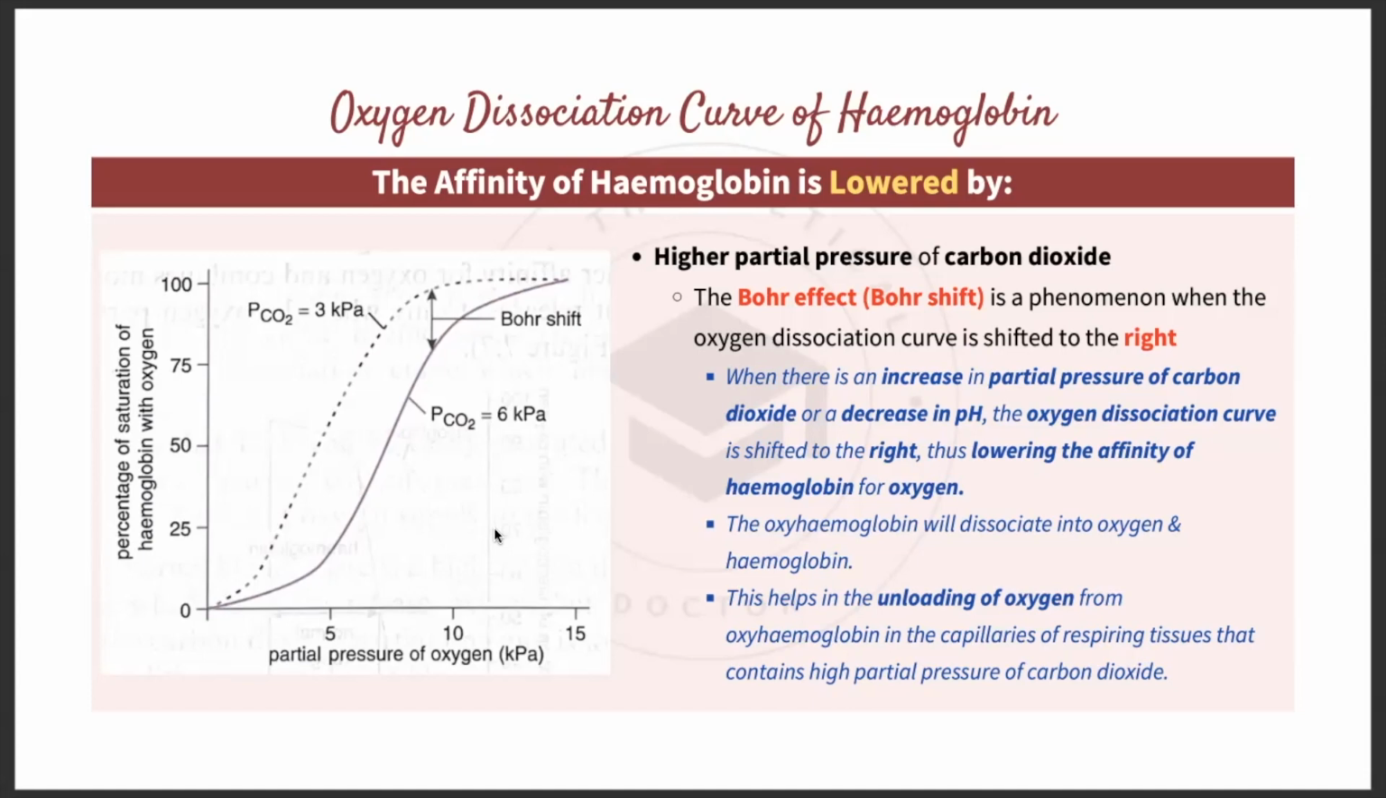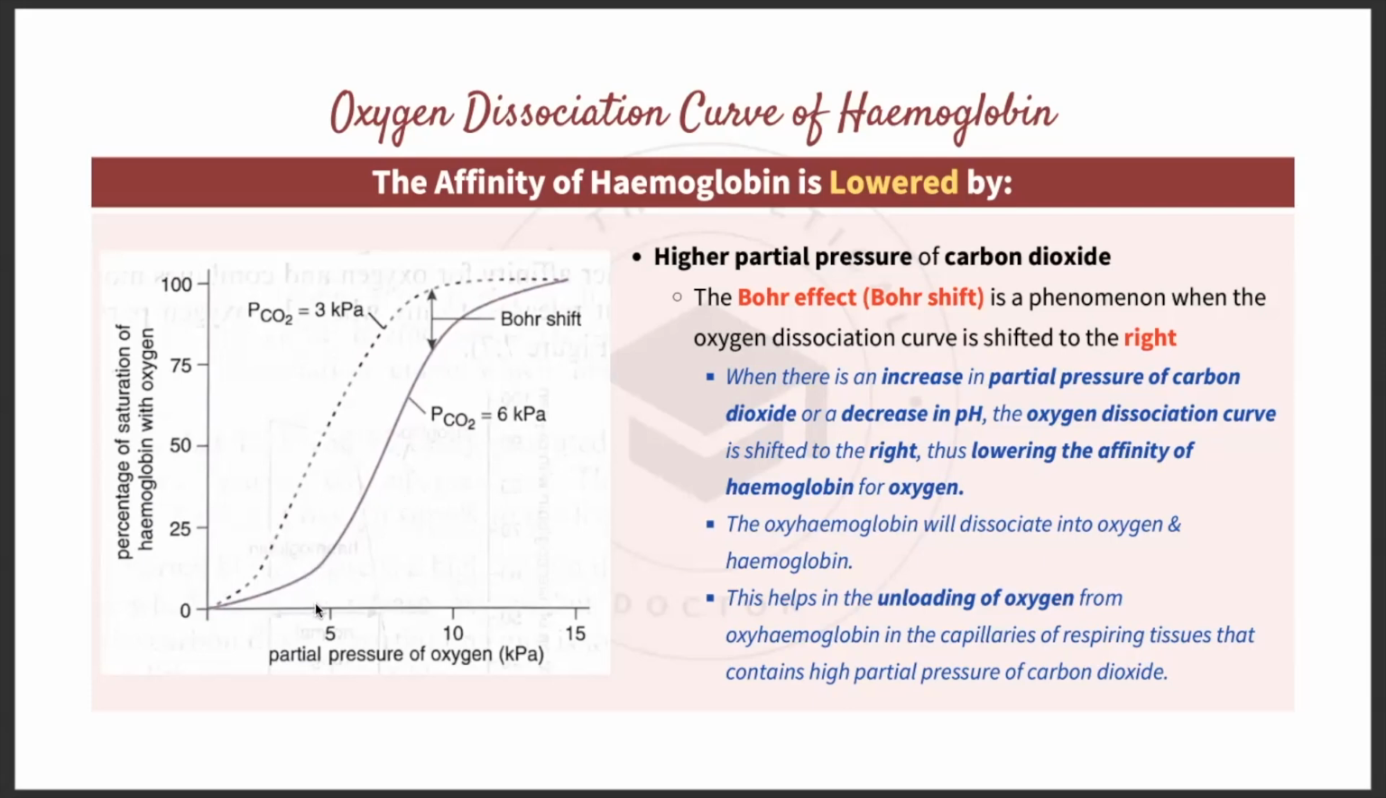So the Bohr effect, or the Bohr shift, is a phenomenon where the oxygen dissociation curve is shifted to the right. Look at this. The curve is here initially, but then it's shifted to the right. So this is called the Bohr effect. When there is an increase in partial pressure of carbon dioxide or a decrease in pH, the oxygen dissociation curve is shifted to the right. When it is shifted to the right, it lowers the affinity of hemoglobin for oxygen.